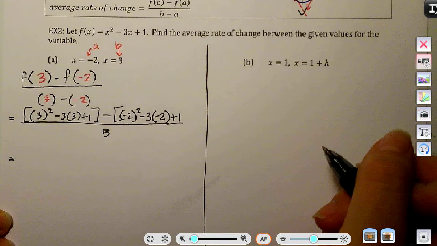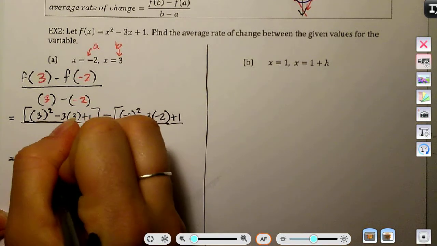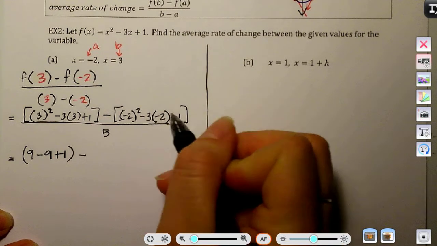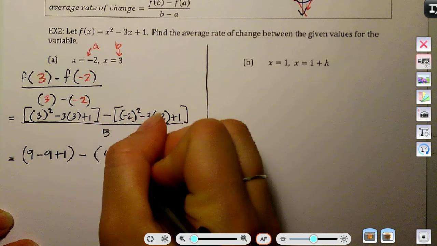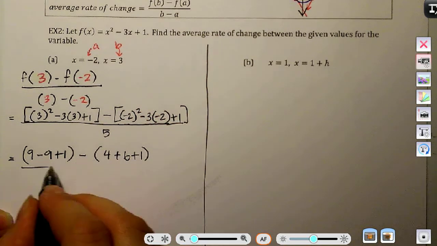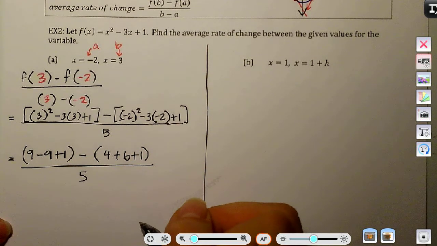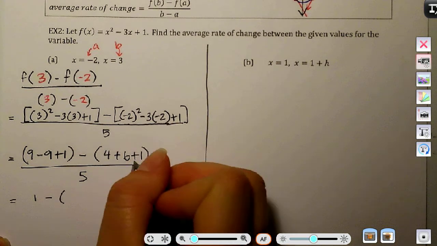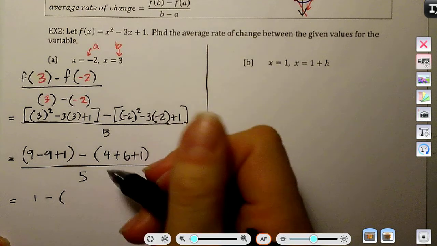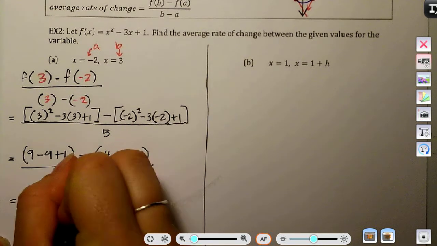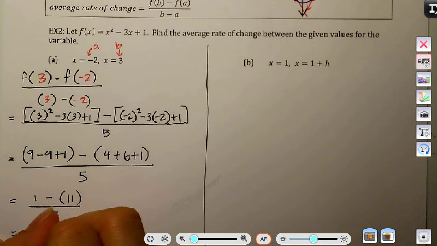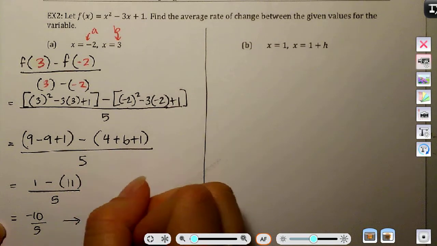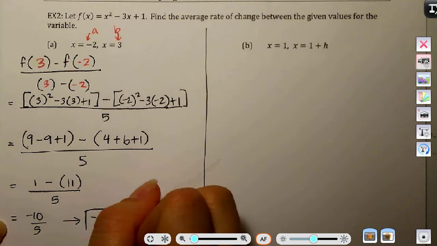Okay, so this is going to equal, so 3 squared is going to be 9 minus 9 plus 1 minus, simplifying this, that's going to be 4 plus 6 plus 1. All over 5. Which is going to equal, so 9 minus 9 is gone, so it's going to be 1 minus 4 plus 6 is going to be 10 plus 1, 11 over 5. So that's going to equal negative 10 over 5, which is going to equal negative 2. And that's the average rate of change.